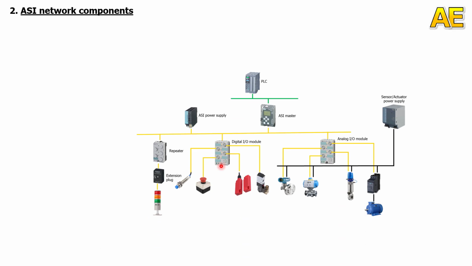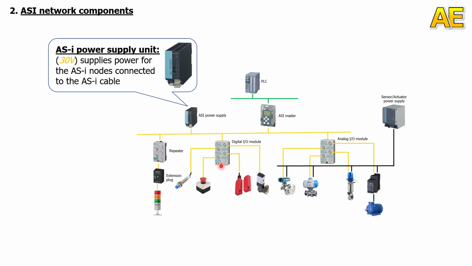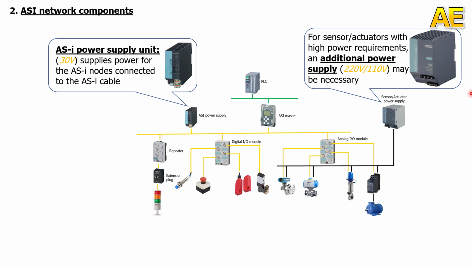Okay, next is about the power supply. You can see the ASI power supply is normally 30 volts. It supplies power for the ASI devices connected to the ASI cable here. And for the sensor or actuator with higher power requirements, an additional power supply, for example 220 volts or 110 volts, may be necessary for this device.